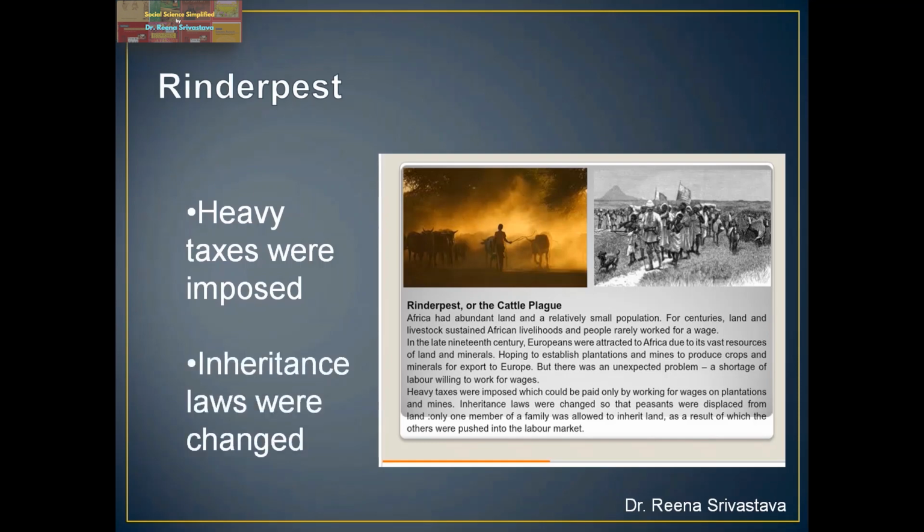And then later on they introduced some inheritance laws, they were changed here. The inheritance laws were applicable only to one child. Like if a tribal has 4 sons, only one of his sons would get the right to his property. In that way also they wanted to create need among the local people so that they could work for them as laborers. So these kinds of cunning steps were taken to motivate them and to force the local people to work for them as laborers.